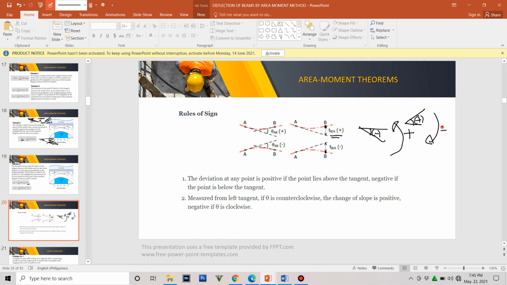So, this is negative. This is what it says here: measured from the left tangent, if theta is counterclockwise, the change of slope is positive. Okay? And negative if theta is clockwise. Okay?